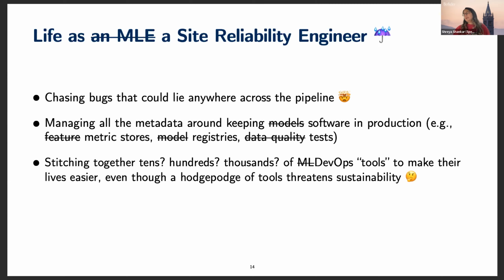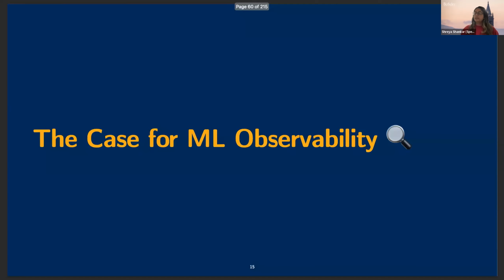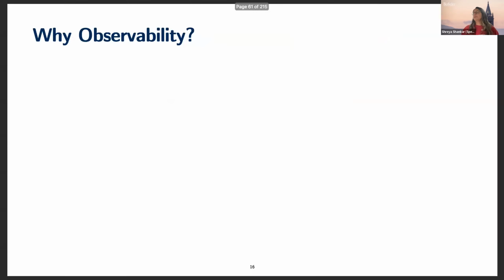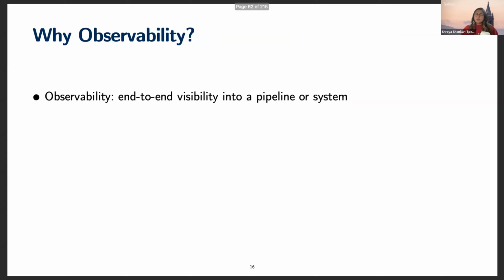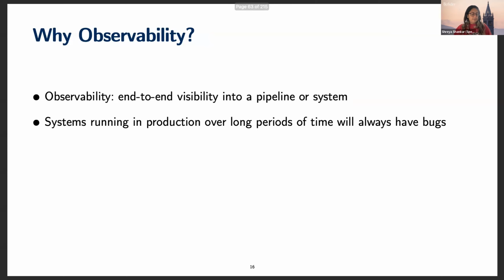So if they can do it, can we apply some of the things that the field of SRE has learned? So here's where I make the case for ML observability. I'll define observability, very coarsely, as end-to-end visibility into a pipeline or system. And I think the short answer for why we need this is systems running in production over some period of time are always going to have bugs. We're never going to be fully bug-free for the rest of our lives.